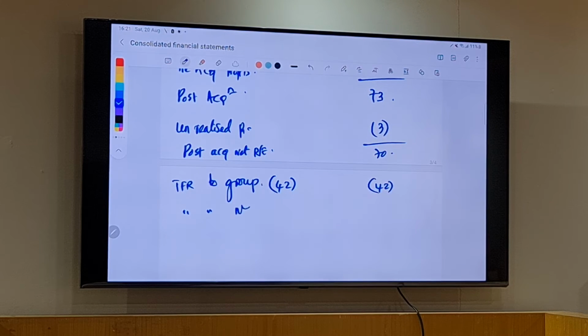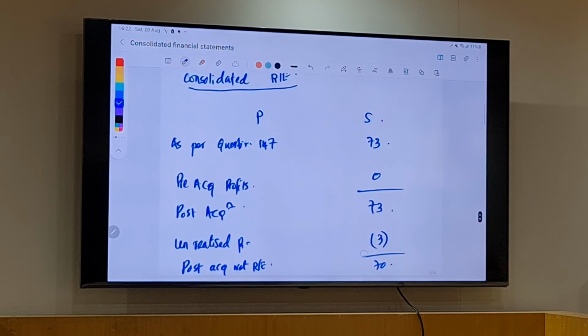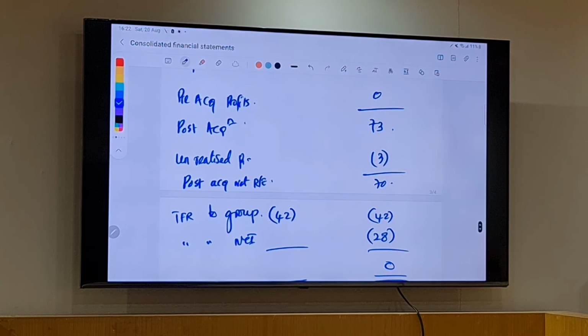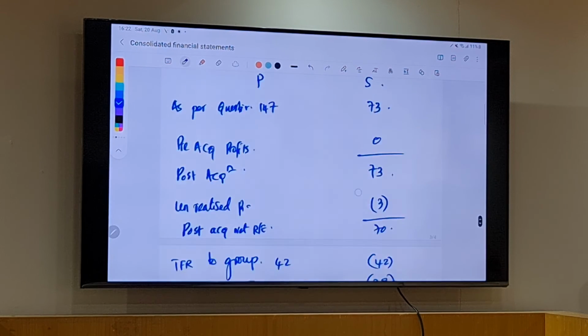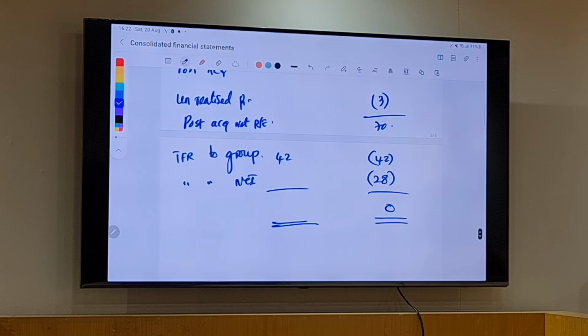Transfer to NCI. How much? 70, 40%, which is 28. So this answer should be 0. And this will be 147 plus... Oh, sorry, here I made a mistake. Yeah, 147 plus 40, 189. 189.